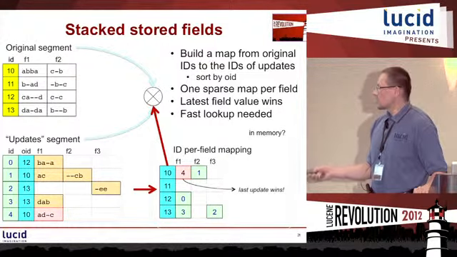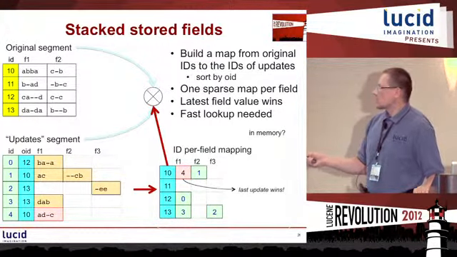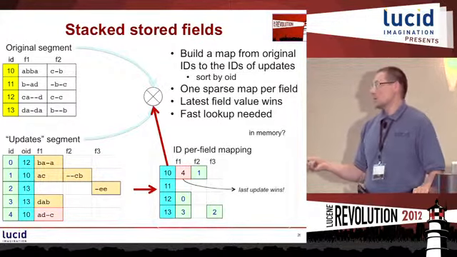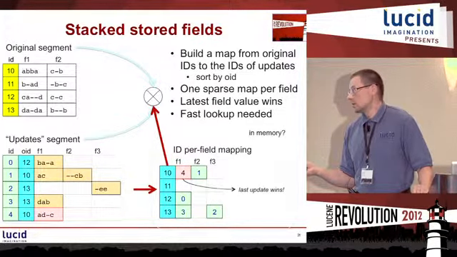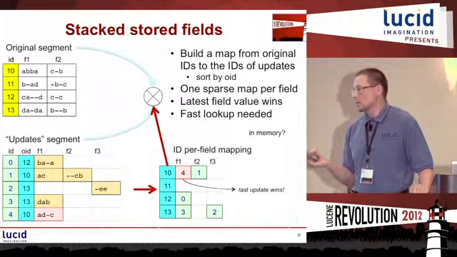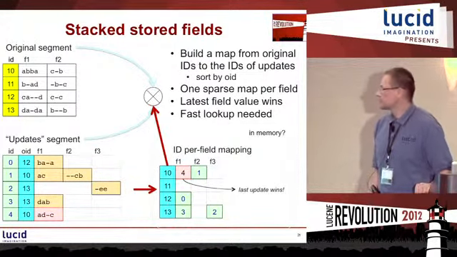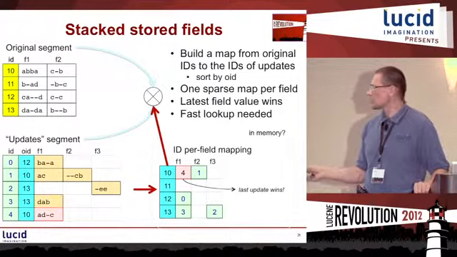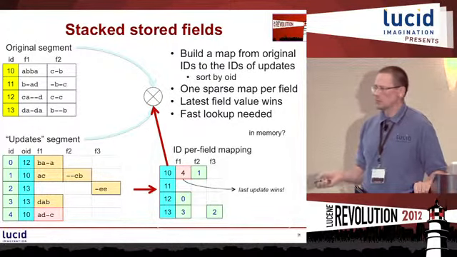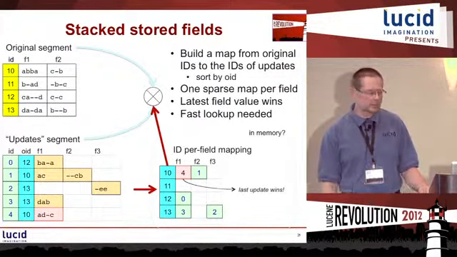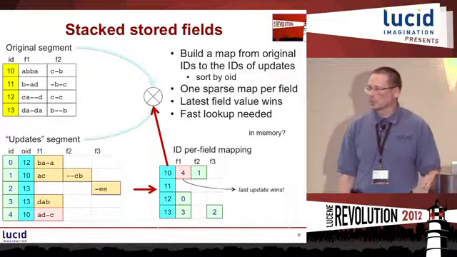This sparse matrix, in this case, I thought that I could recreate it whenever a segment is open. This should be fast because the amount of data here is pretty small. It's just IDs. Sorry?